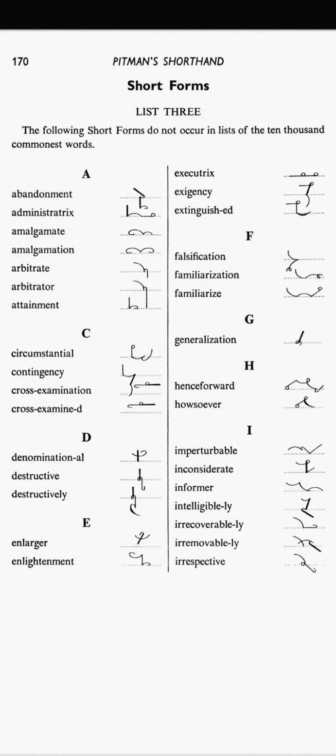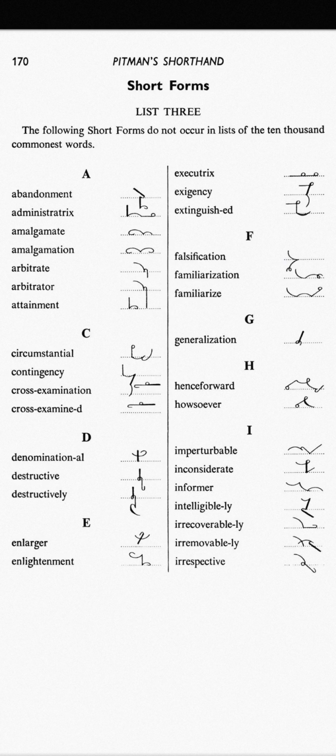हेलो स्टूडेंट्स, आफ्टर कंप्लीशन ऑफ द 2 लिस्ट ऑफ शॉर्ट फॉर्म्स आज हम करेंगे लिस्ट 3 ऑफ शॉर्ट फॉर्म्स. द फॉलोइंग शॉर्ट फॉर्म्स डू नॉट अकर इन लिस्ट ऑफ 10,000 कॉमनेस्ट वर्ड्स. जो सेकंड लिस्ट थी वो क्या थी? 10,000 कॉमनेस्ट वर्ड्स में से ली गई लिस्ट थी और ये लिस्ट जो है उस लिस्ट में से नहीं ली गई है.